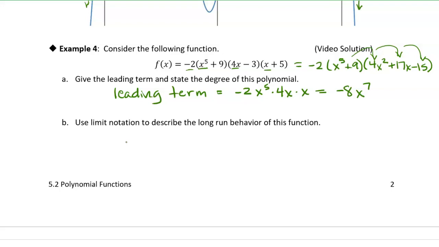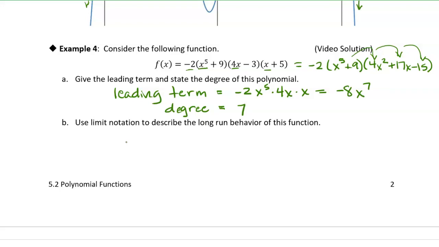What's the degree of the polynomial? Well, the degree, of course, is the power of the leading term, right? Because that's the term with the highest power. So the degree of this polynomial is 7. Okay, because that's the highest power, x to the 7th.